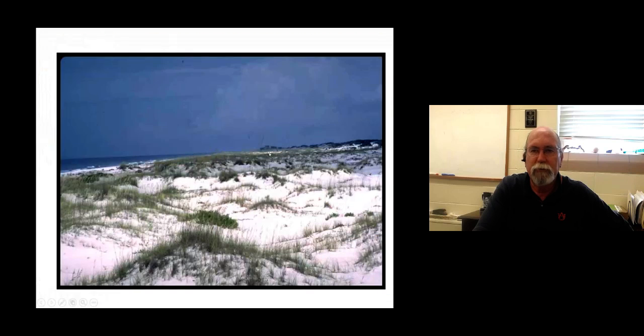They live traditionally on real dune habitats that look something like this. They're one of the few small mammals that makes a full-time living out on those dunes because it's really a tough environment.